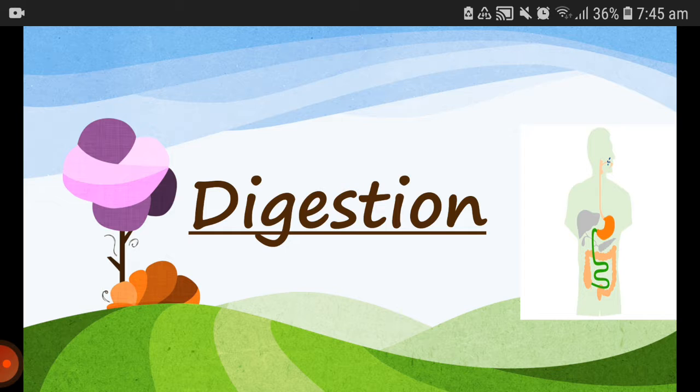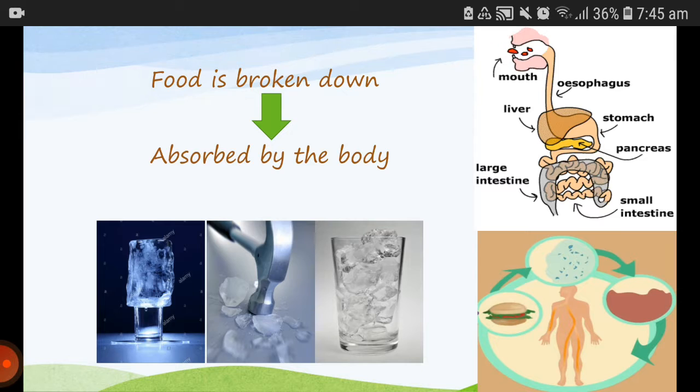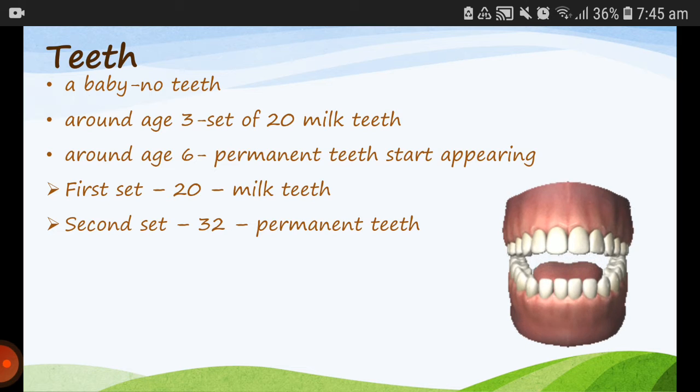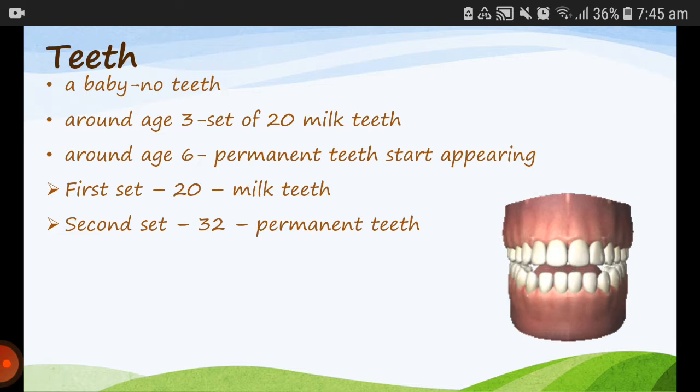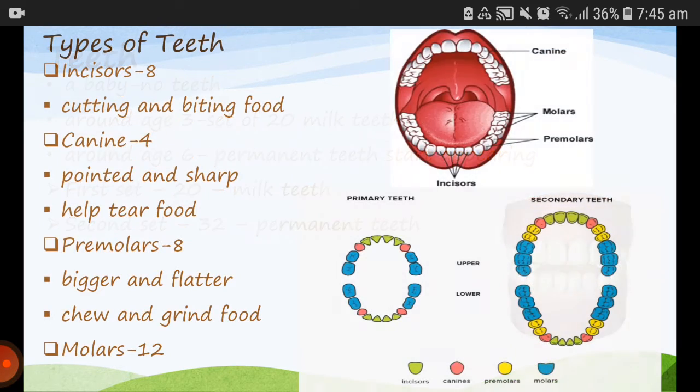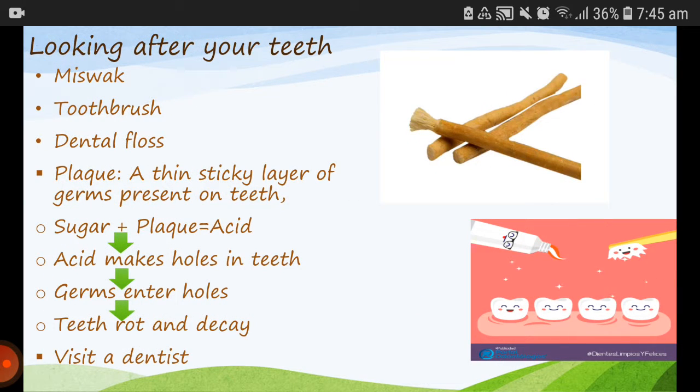In our previous lecture, we started unit number 3 of science, that is digestion. And we studied why digestion is important for us. And since the process of digestion starts in the mouth, we studied about the different sets of teeth that are present in humans and how to keep our teeth clean and healthy.